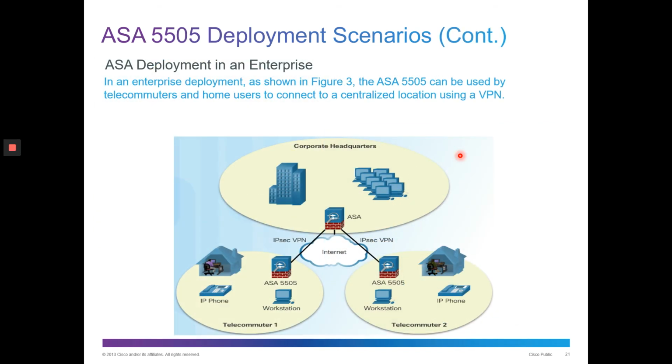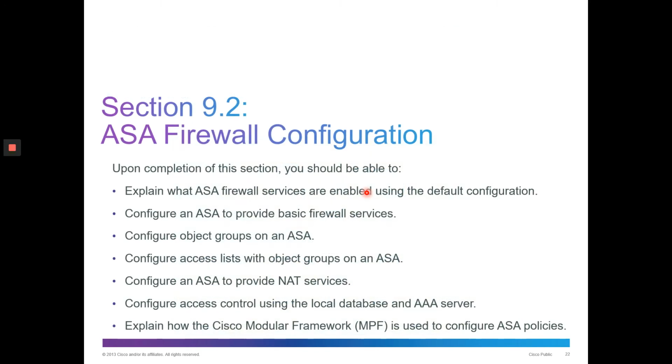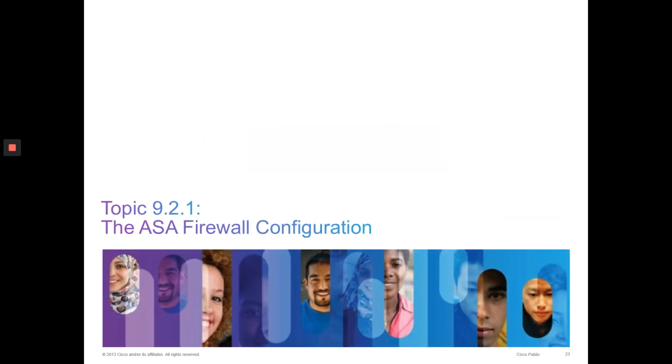And finally, you have something called a larger enterprise. And this one, the ASA 5505 can be used by a telecommuter or a home user to connect to a centralized location using a VPN. In this one, these telecommuters will have some sort of software installed through which they will access corporate resources which are available. So these are the 3 different scenarios. Now we're gonna finally jump on to the configurations.